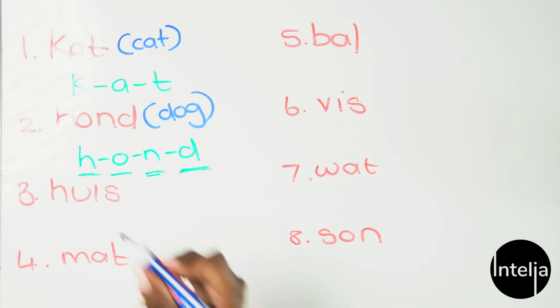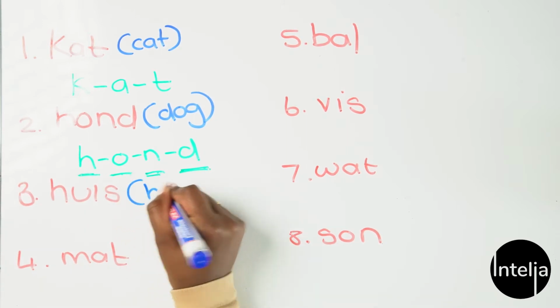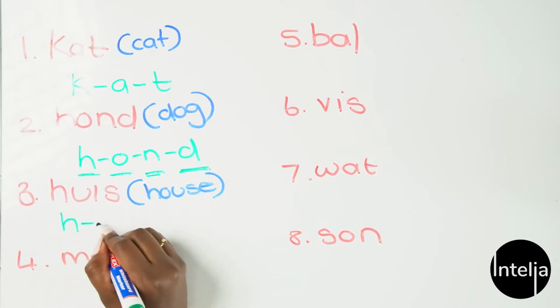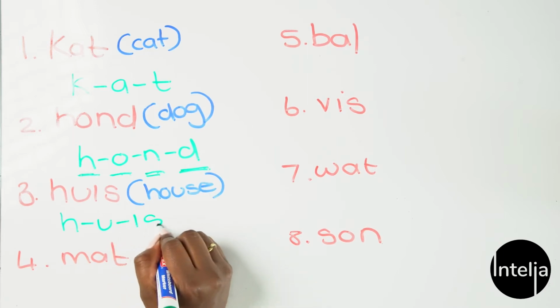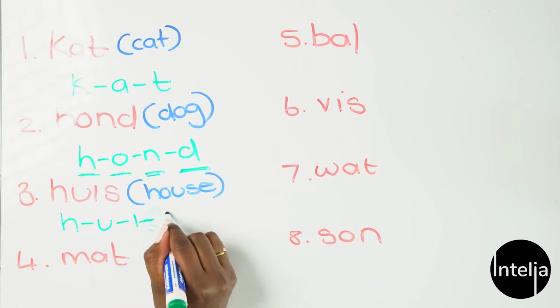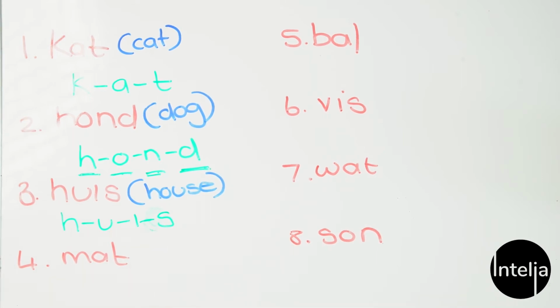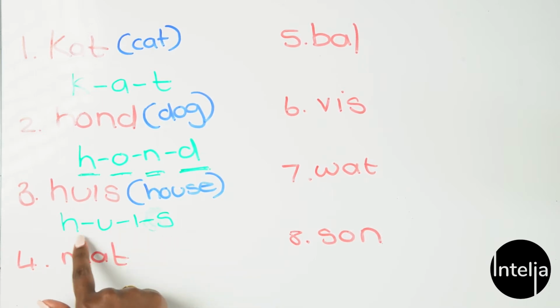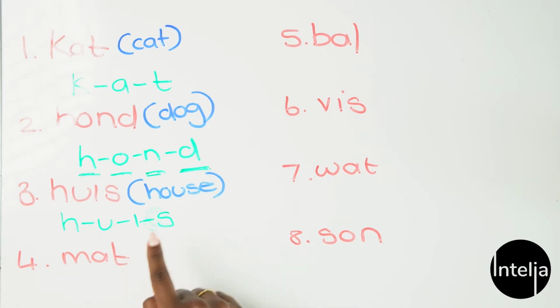Huis. Huis is a house. Okay? Huis, house. And how we pronounce it is huis. H, a, i, s. Now I want you to hear how they sound together.